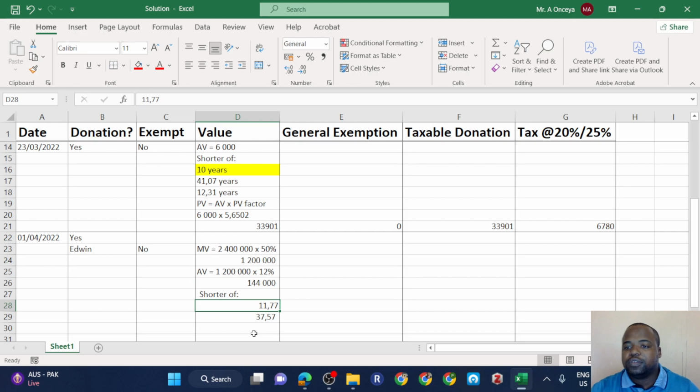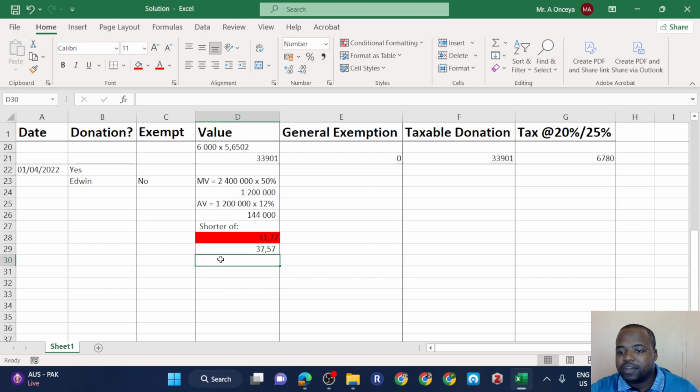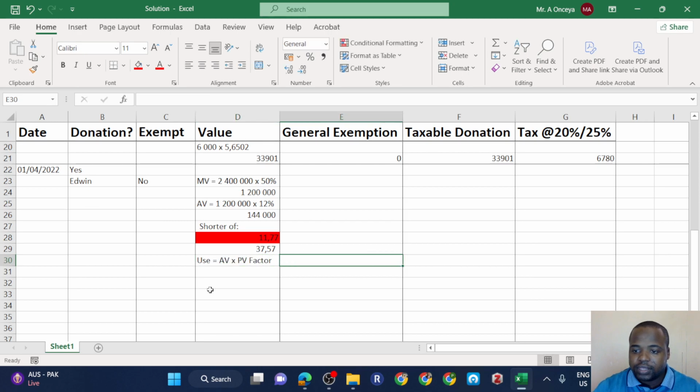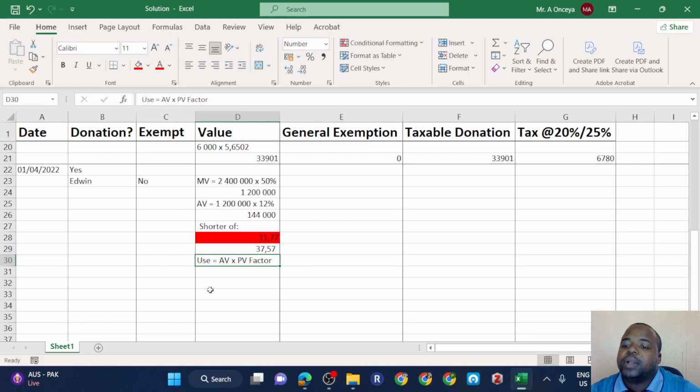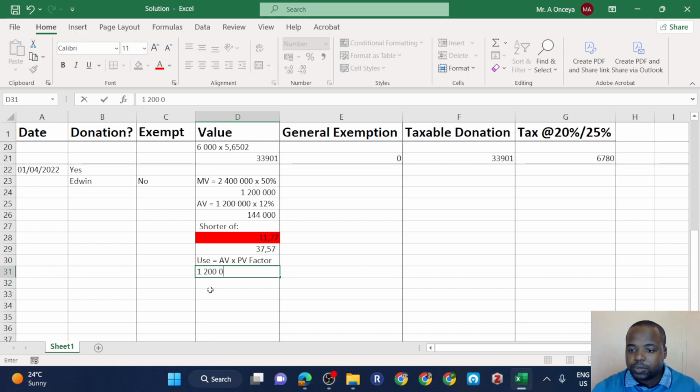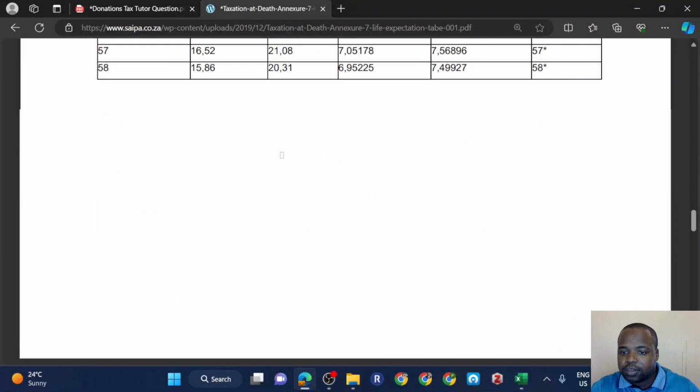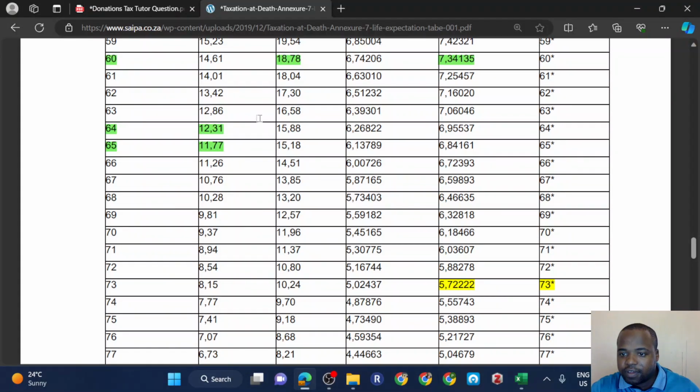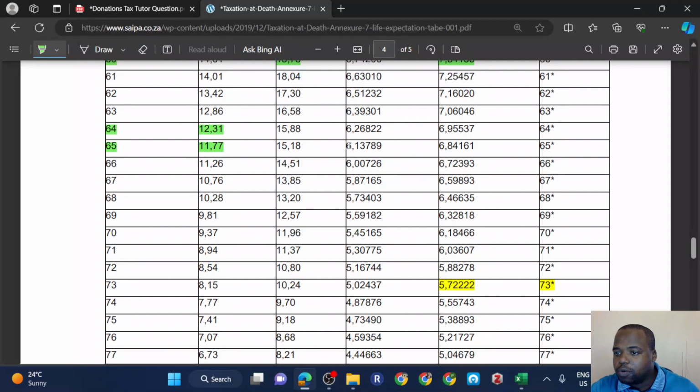So the shorter of the two is obviously the one for Max, right? That's the shorter of the two, 11.77. And then we say, okay, the value of the usufruct is the annual value multiplied by the PV factor, which in our case is 144,000 rands multiplied by the PV factor associated with a 65-year-old male. It's 6.137.